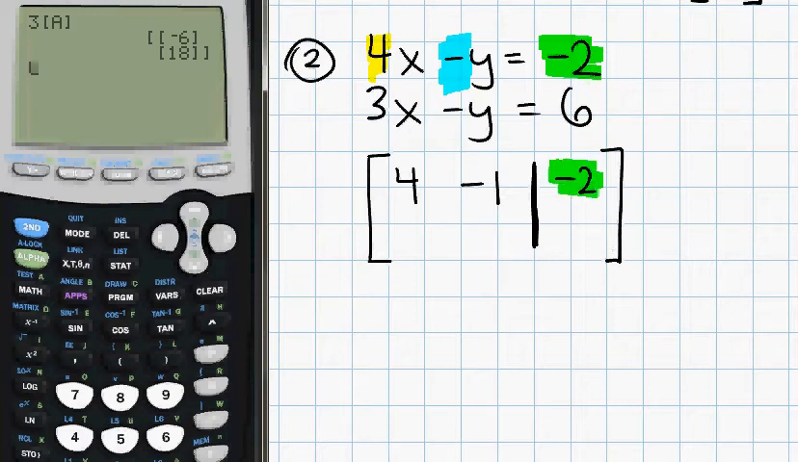And then you do the exact same thing for the second equation. So please write down all those coefficients. So hopefully you filled in 3, -1, 6.